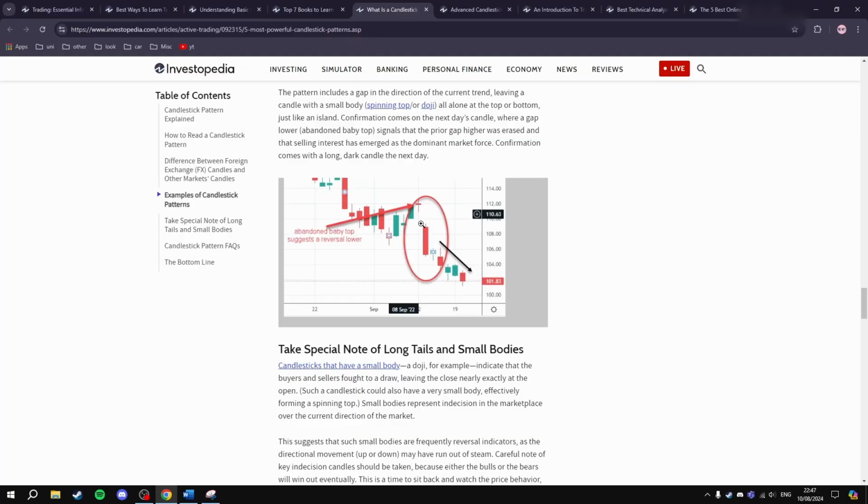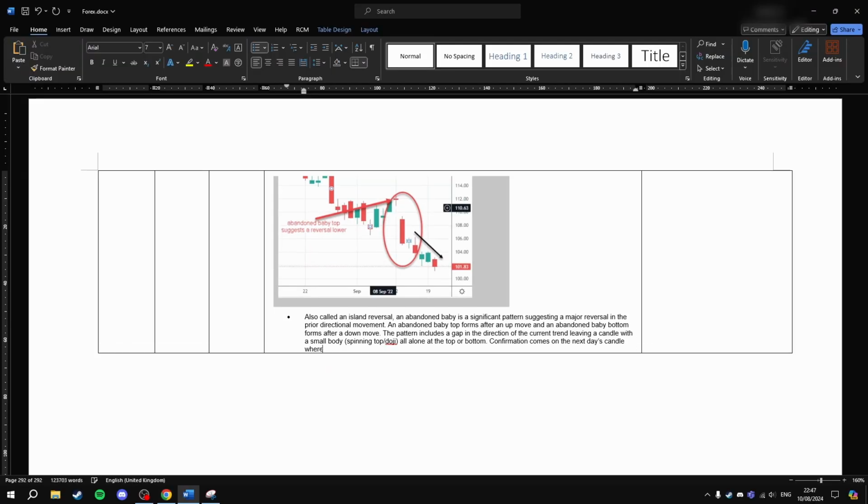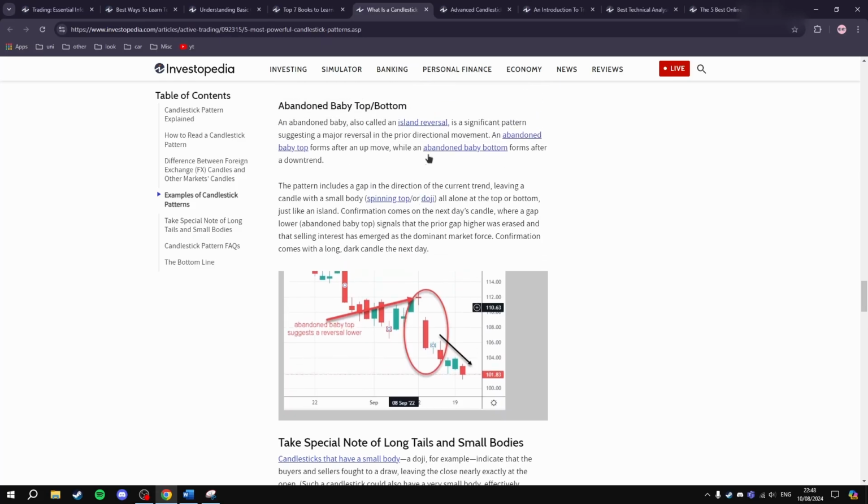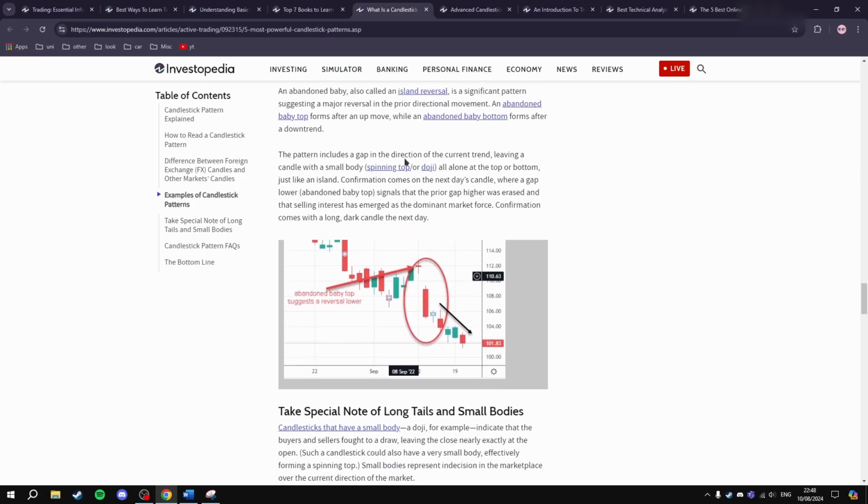Confirmation comes with a long dark candle the next day, where a gap lower. Abandoned baby top suggests a reversal lower. So an abandoned baby top forms after an uptrend, right? Yeah.